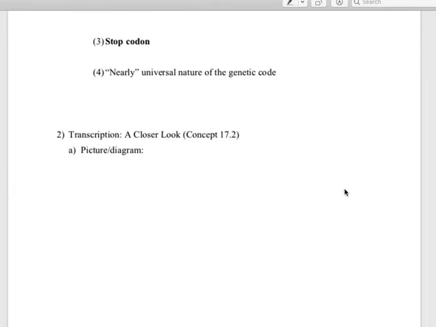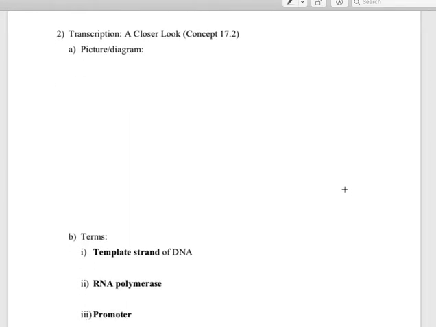All right, so when we get to transcription, a closer look, here's where we're starting off. And in your textbook, that's concept 17.2. So I would go ahead and do the reading for concept 17.2 and jot down or note any questions that you have. And you can use the discussion board that I set up to do that as well.